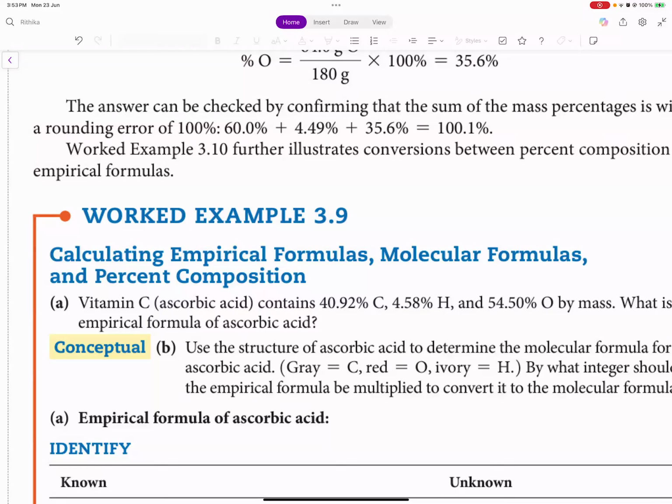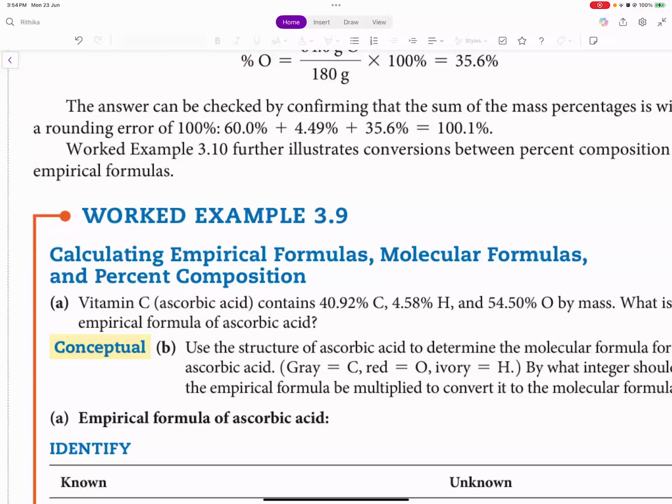So C1H13O1. C8. No, C10. Okay. C10H13O10. Yeah.